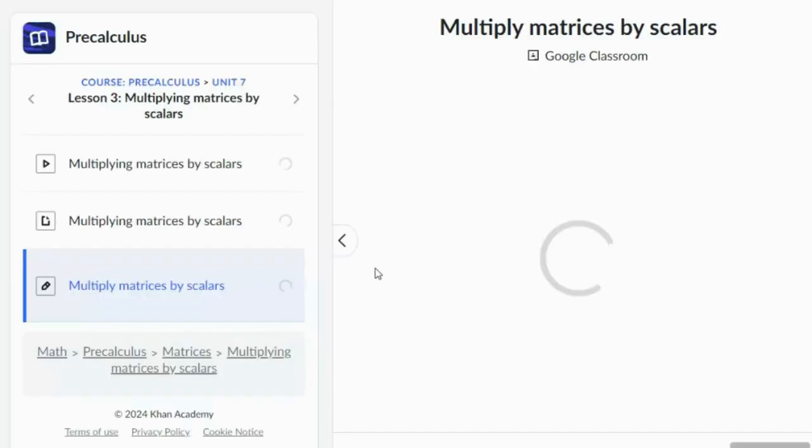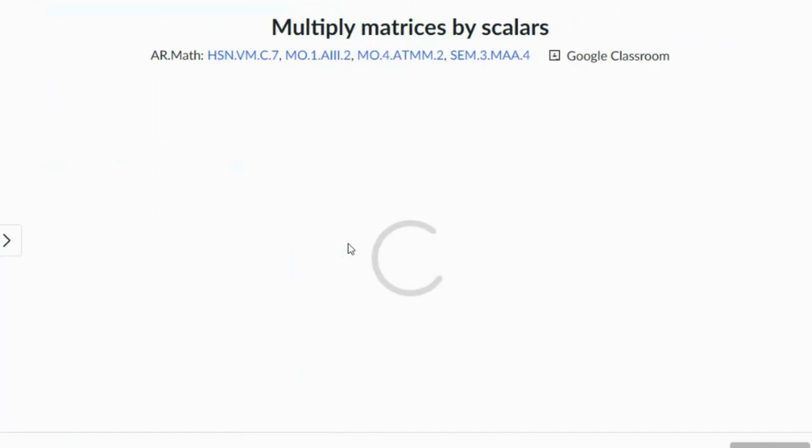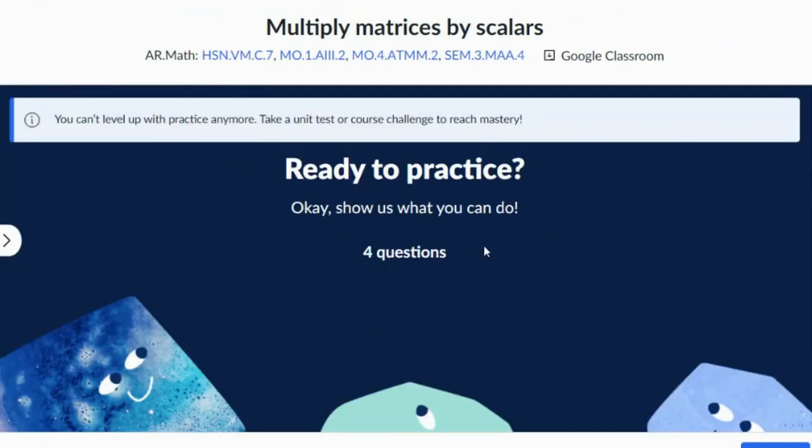All right, let's close that out. Let's look at the assignments that go with this. Multiplying matrices by scalars. Close that little side tab again. Ready to practice. Let's go.